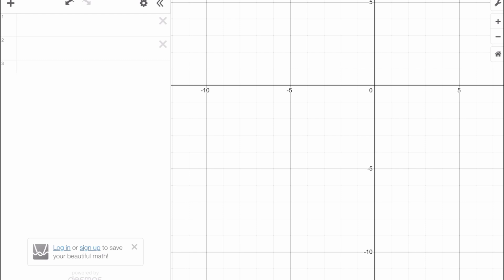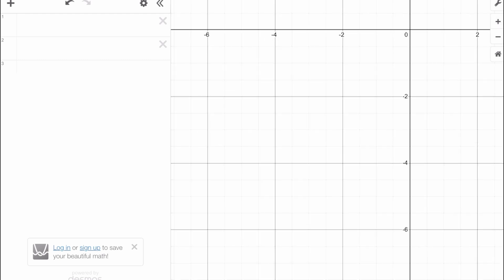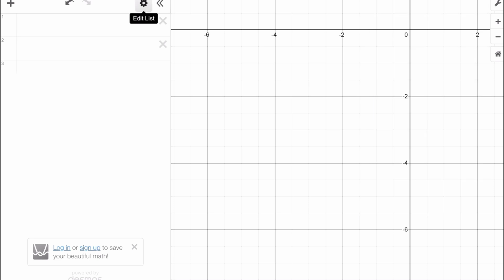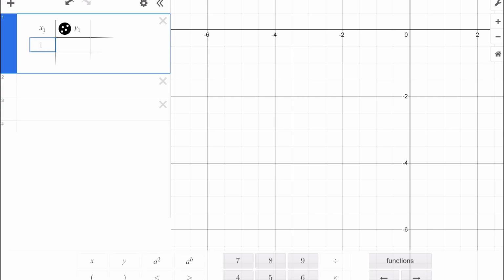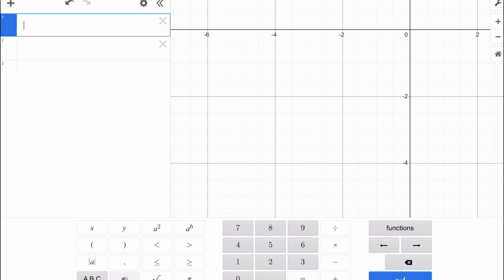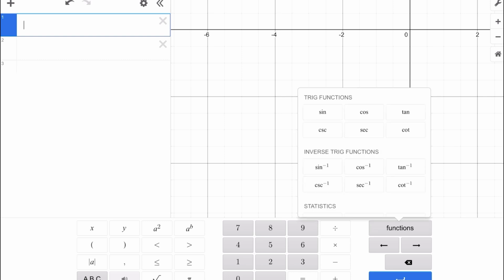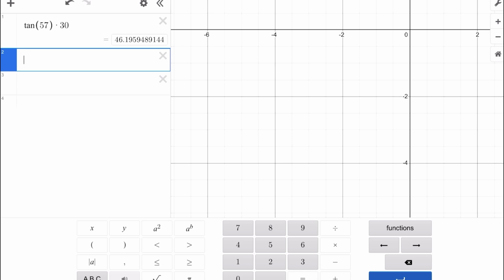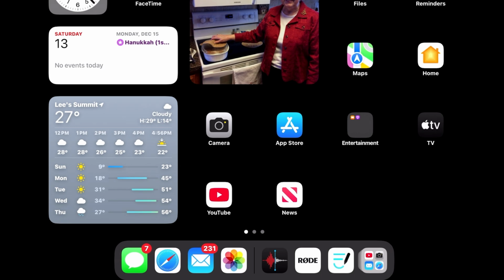All right, so what we want to do, let's get our calculator. We are in degrees. That's what I wanted to check, make sure we're in the degree mode. Then what we want to do is add our functions. So we're going to pick tangent right there. We're in the degree mode. So 57, we close the parentheses. Now we multiply by 30, hit enter. 46.2 basically feet. So let's go back to our example.